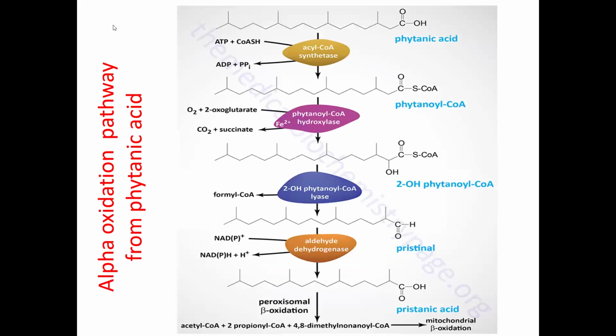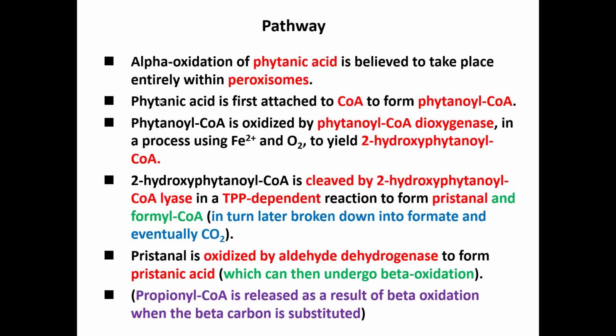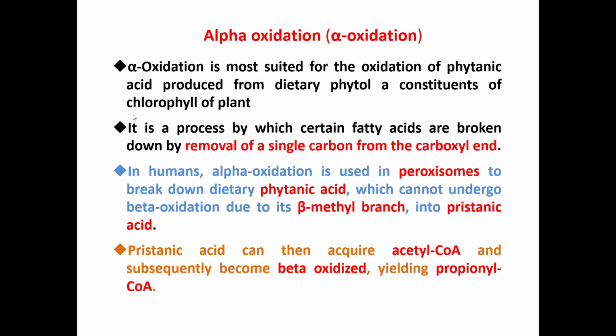So what is alpha oxidation? Alpha oxidation is most suited for the oxidation of phytanic acid produced from the dietary phytol, a constituent of the chlorophyll of a plant. Usually the plants that are green in nature, I mean green vegetables or green fruits that you consume, contain much more phytanic acid that is produced from the dietary phytol. Phytol is an anti-nutritional factor.